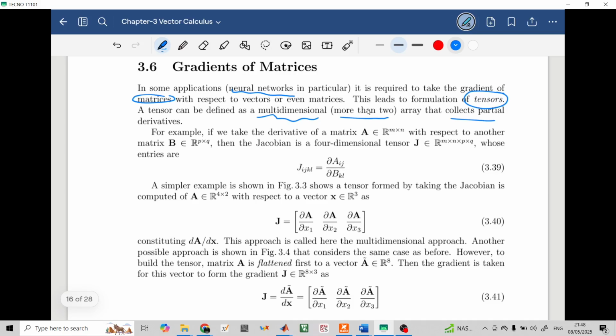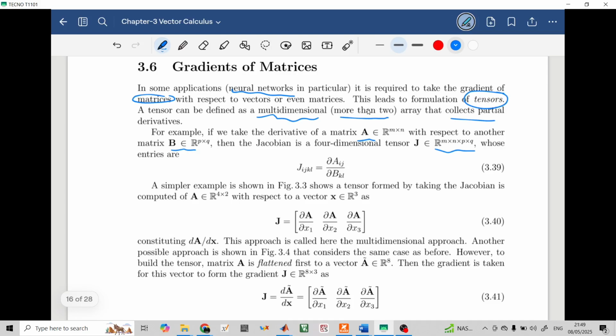Okay, so let's say that we have a matrix A. A belongs to R M cross N, and we want to take its derivative with respect to another matrix B, which is in the space of R P cross Q. Now, this derivative is a four-dimensional tensor, a four-dimensional matrix whose dimensions are M cross N cross P cross Q. So the J has a four-dimensional form.